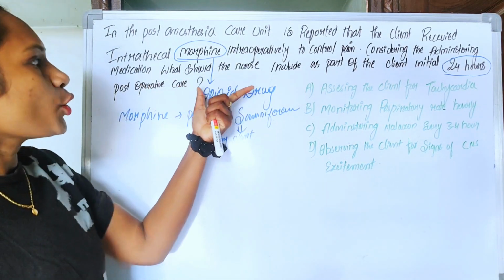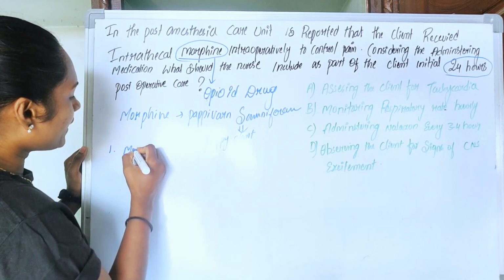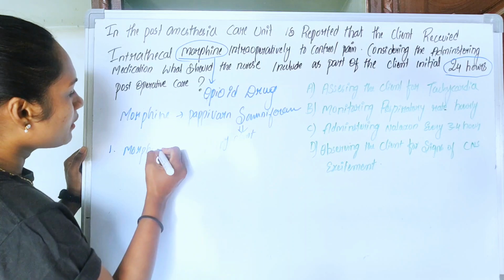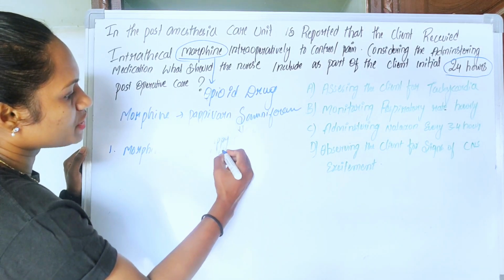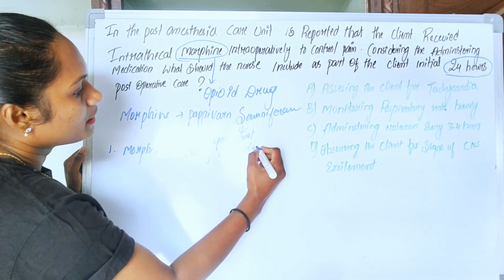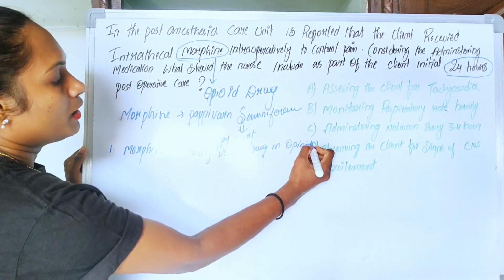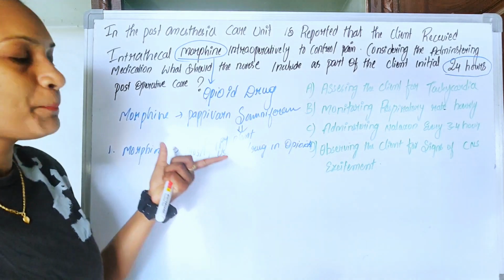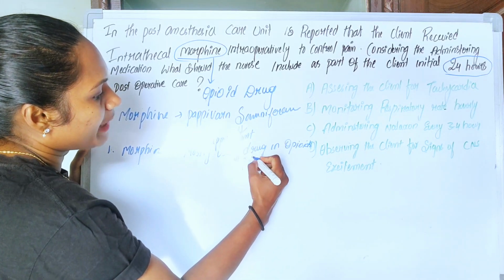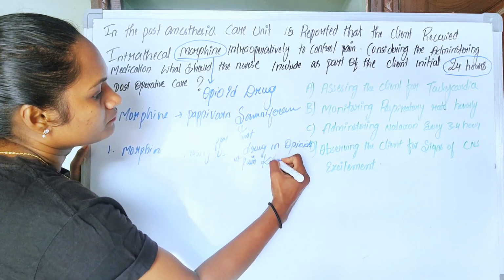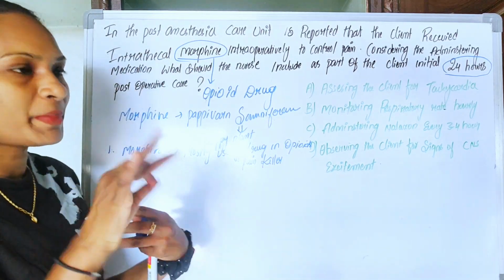Next, under opioids, what all comes? First is morphine. Morphine is the mostly used drug in opioids. Morphine is used as a painkiller, for pain relief, meaning to subside the pain of the patient.